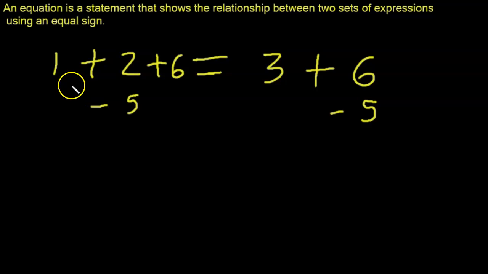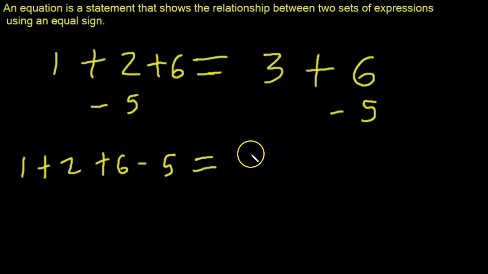Good? Now if you'll notice we have what? 1 plus 2 plus 6, that's 9. 9 minus 5 is what? 4. And the same holds true for the other side. So this side 1 plus 2 plus 6 minus 5, let me just put it like that. On the right hand side we have 3 plus 6 minus 5. So in other words, the overall value on each side remains the same.